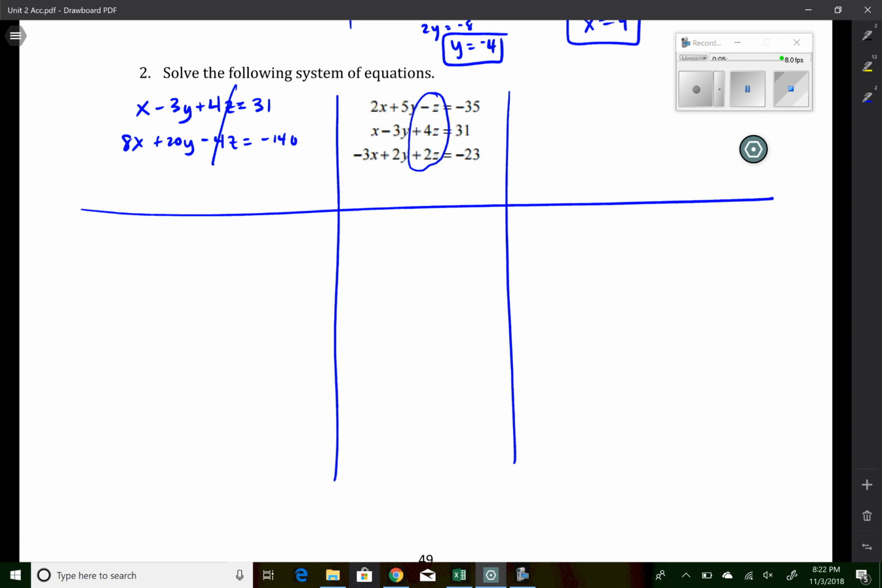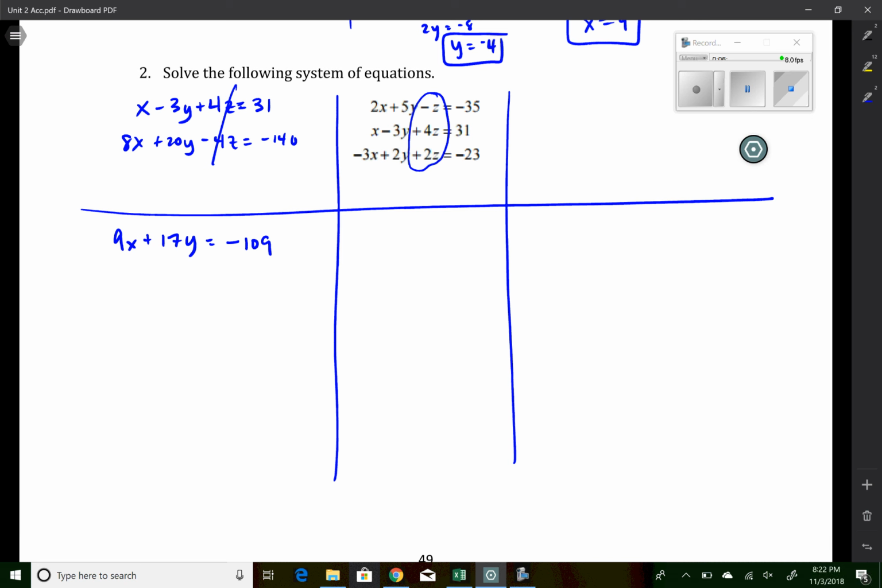The only reason why I chose z here is it has favorable signs, and I can easily multiply 4 times the first or 2 times, so we can get it so that they cancel. The other ones I'd have to do a little bit more multiplying. Less multiplying the better. That means we'll have smaller numbers to deal with. So if I add these two together, I have 8x plus 17y is equal to negative 109.